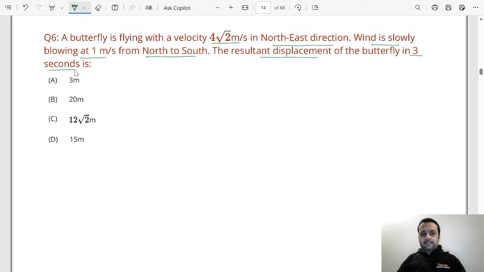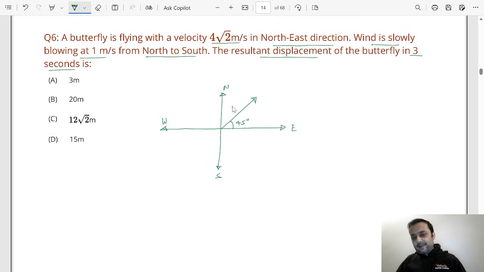Okay, so look, if I draw this as x-axis and this as y-axis, and let us say this is the east direction, this is the north direction, this is the west direction, and this is the south direction. Here the butterfly is having a velocity of 4 root 2 meter per second in the northeast direction. That means the velocity of the butterfly is this, like 4 root 2. So this angle will be 45 degree, because northeast means exactly the bisector of north and east.